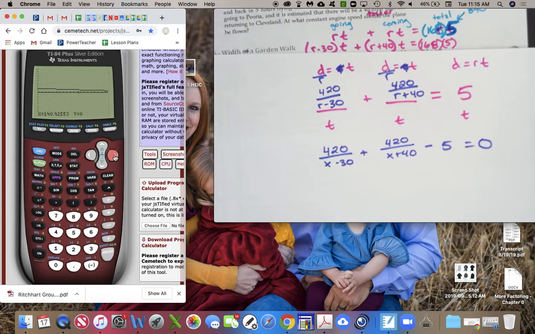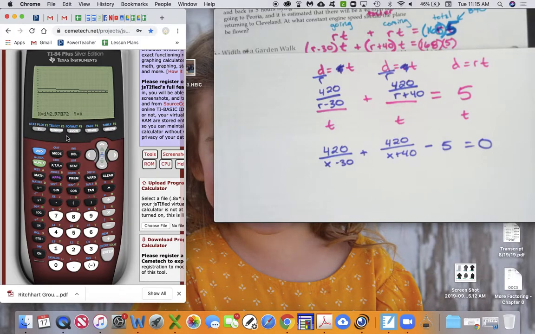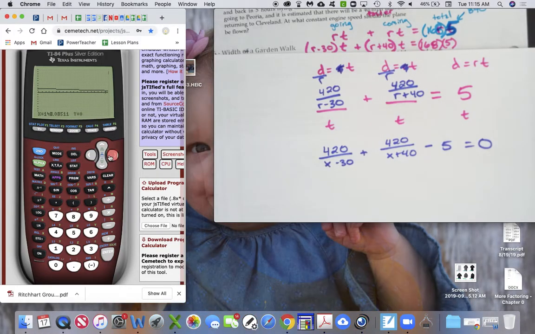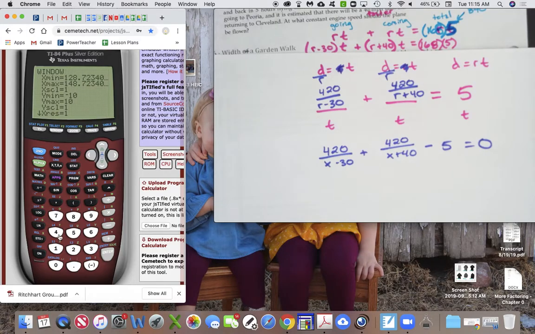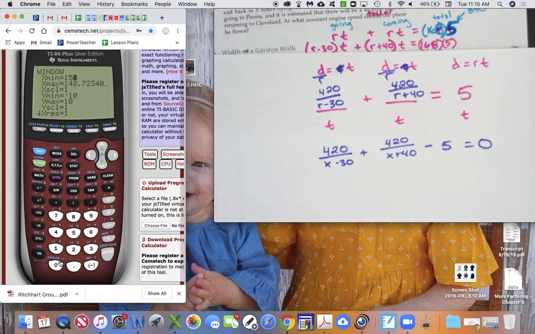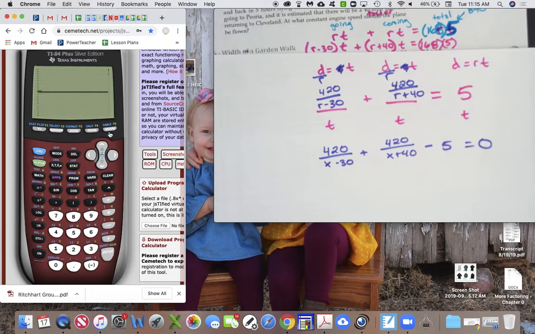Morgan, you forgot your minus 5. She forgot her minus 5. Mine's not going over. Window. Let's go X max 150. Let's go 250. Let's see where he crosses. Graph. There he's going down below. You see him right there?